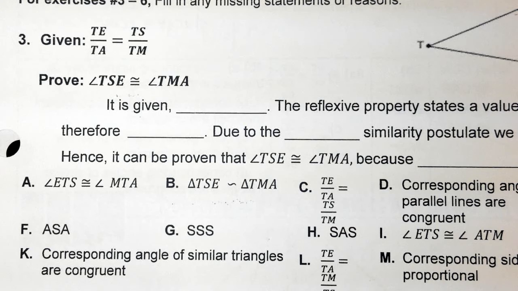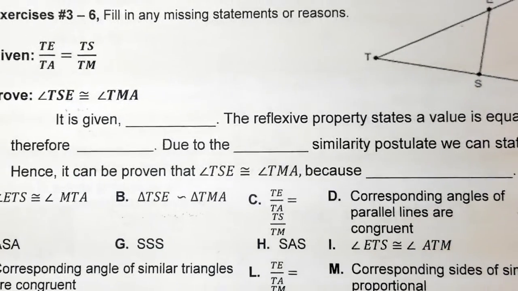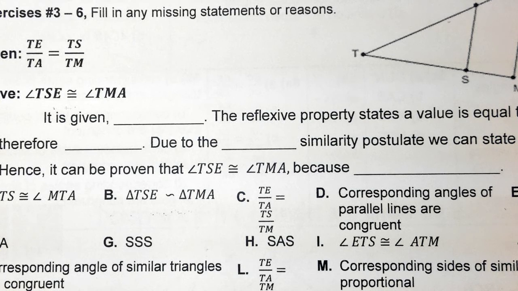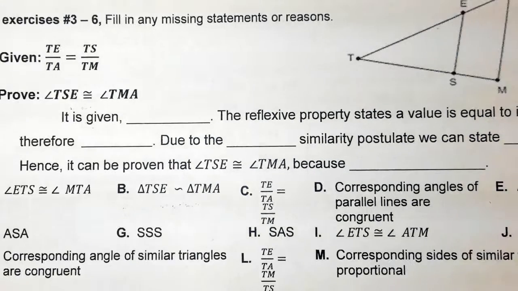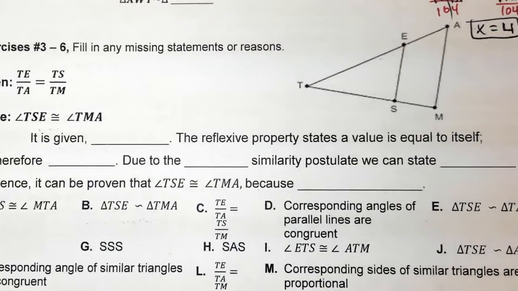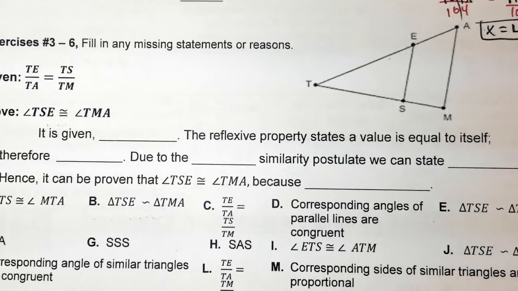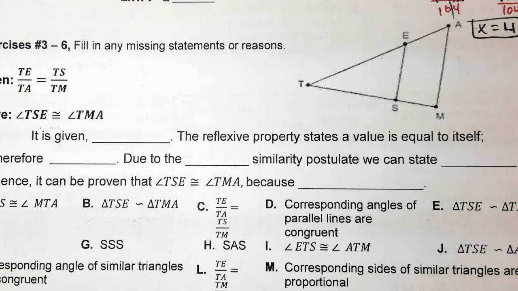I'm doing number 3 first. Y'all should be able to flow on this one with me. Okay, it says given on number 3. It says TE over TA is equal to TS over TM. So this is the first thing that looks different from the ones y'all been used to before. This given information looks different. But think about what kind of proof you're doing and you understand what they're telling you.